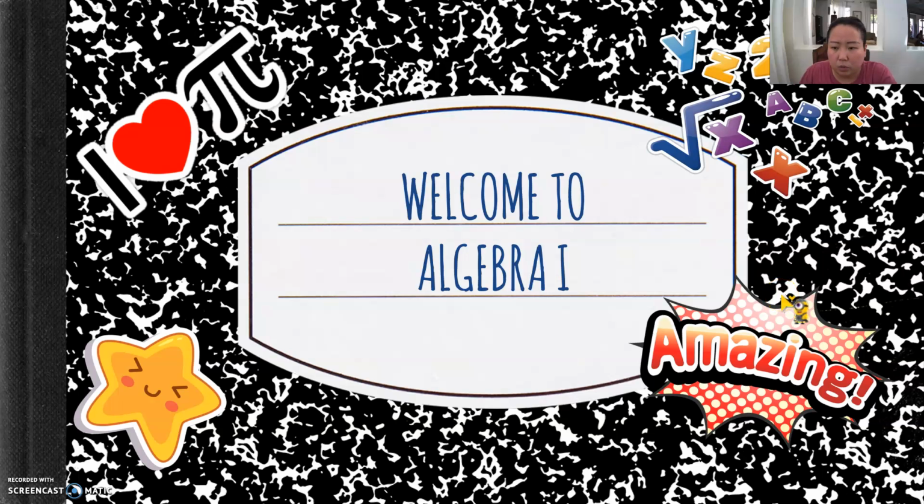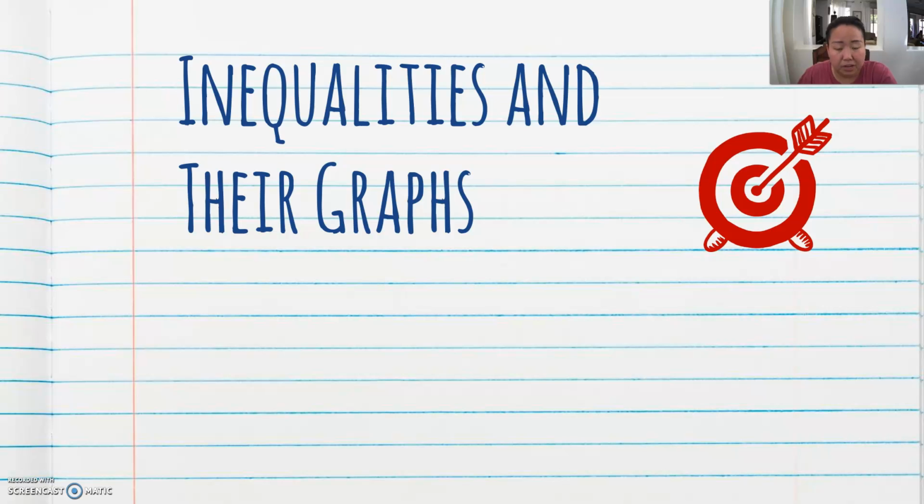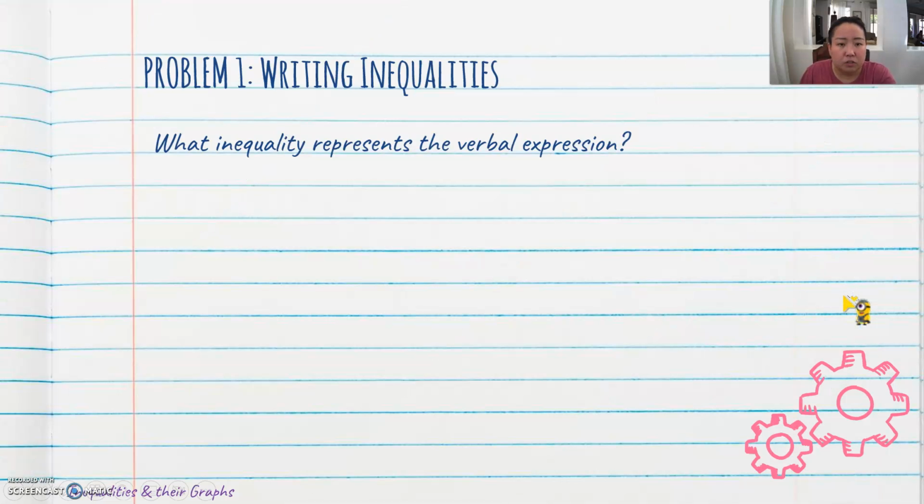Hi everybody. So we will now be talking about our next lesson, and that's going to be about inequalities and their graphs. Our goal will be to write, graph, and identify solutions of inequalities. First thing that we have to work on is how to write an inequality. What inequality represents the verbal expression? Say for example, we have all real numbers x less than or equal to -7.